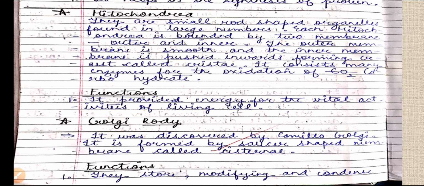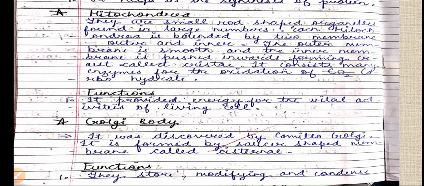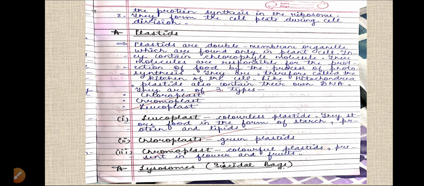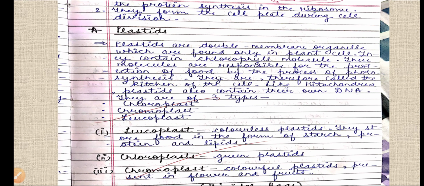Golgi body. It was discovered by Camillo Golgi. It is formed by saucer-shaped membranes called cisternae. Functions: they store, modify, and condense the protein synthesized in the ribosome. They form the cell plate during cell division.